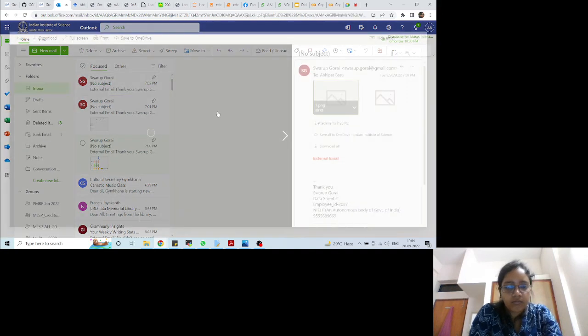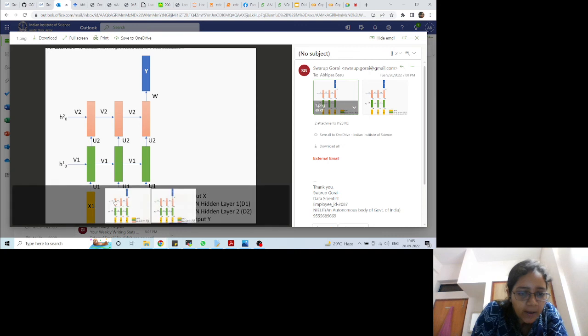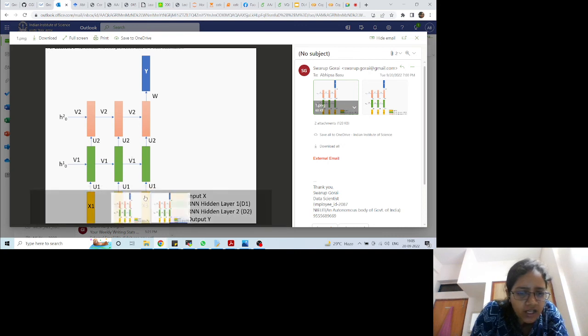Yeah, the diagram. Ma'am, what is happening? U1 X1, I am going to H naught. This part, H naught. Similarly, U1 X2, I am going, and similarly, U1 X3.